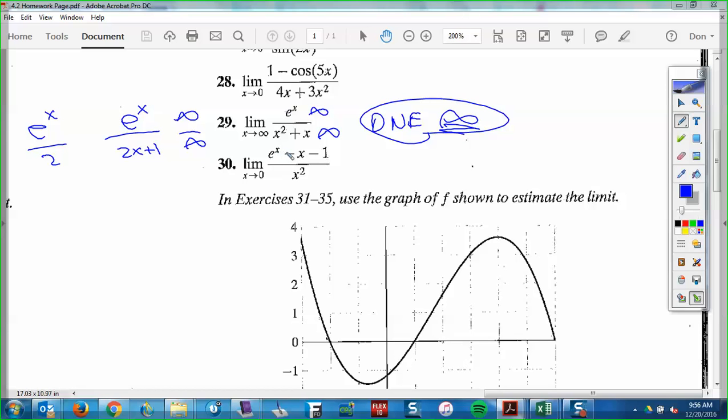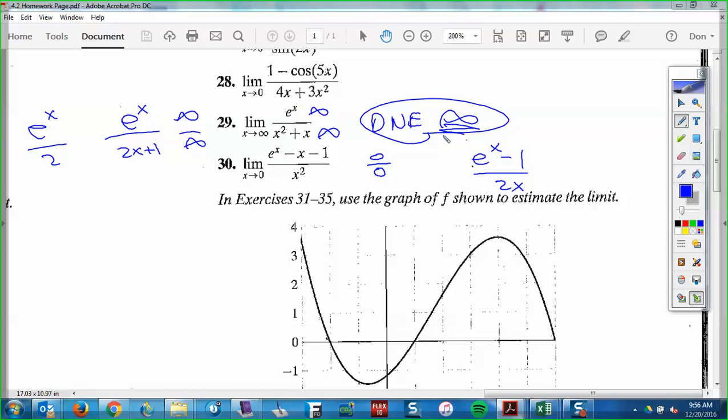So e to the 0 is 1. 1 minus 0 is 1. 1 minus 1 is 0 over 0. Okay, so we've got 0 over 0, so we can do L'Hopital's rule. So that's e to the x minus 1 over 2x. Now we put in our 0. The mistake people make is they keep doing L'Hopital's rule. You only do it one at a time.